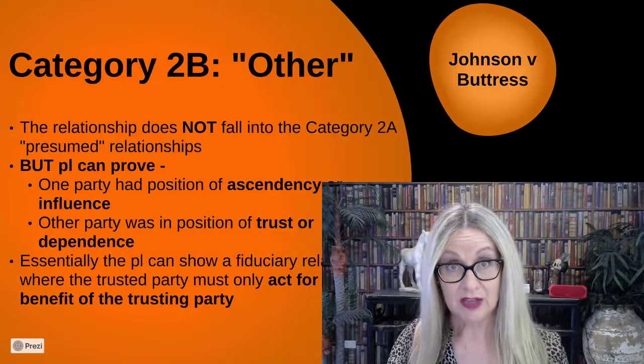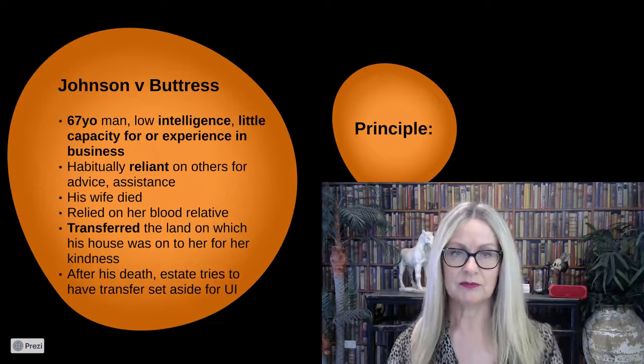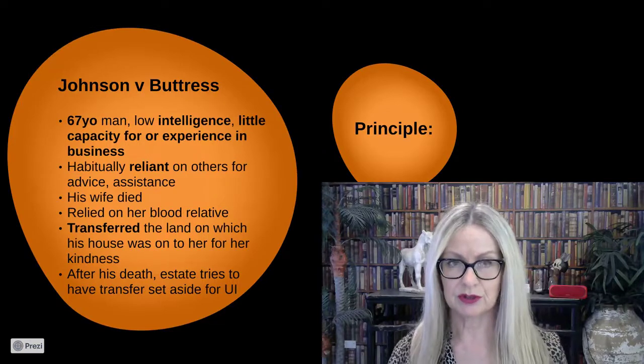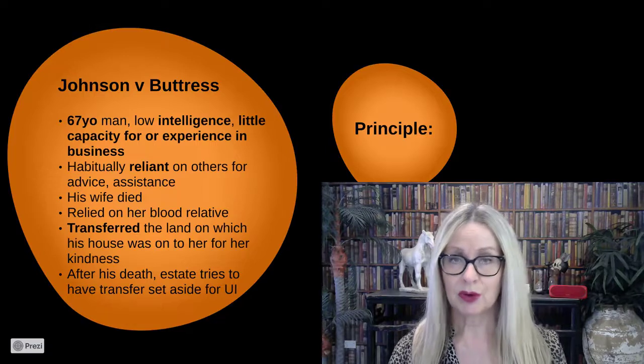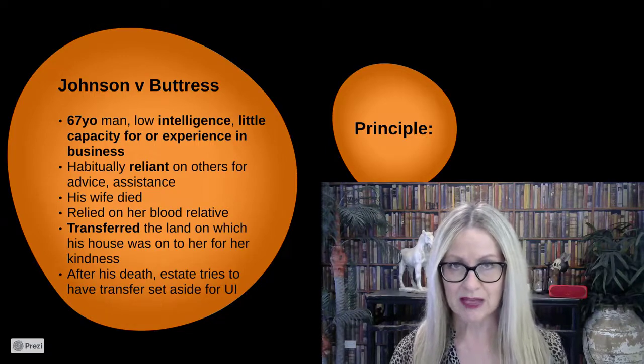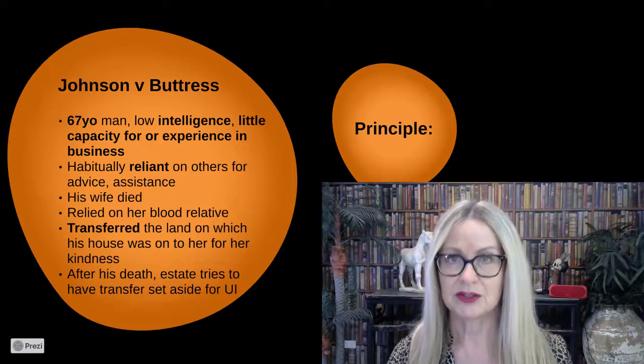And here we have the case of Johnson and Buttress. Now, Johnson and Buttress were not standing in an antecedent relationship that fell within the specially recognised categories of relationships of undue influence.